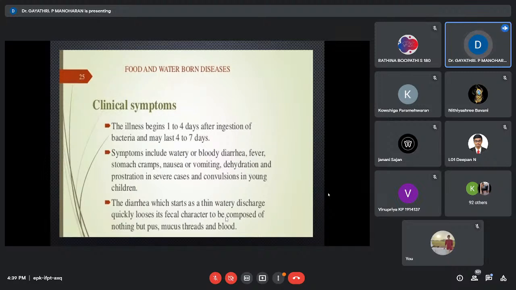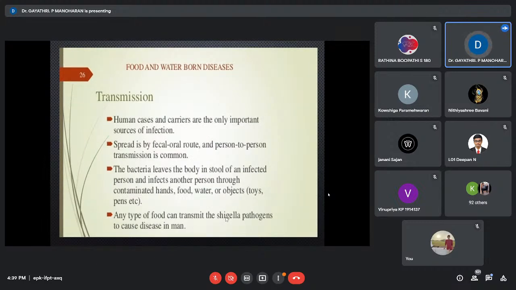So diarrhea காமனா நம்ம தமிழ்ல என்ன சொல்லுவோம் தெரியுமா? சீதபேதின்னு சொல்லுவோம் இல்லையா? So this culprit is responsible for that specific bloody diarrhea.